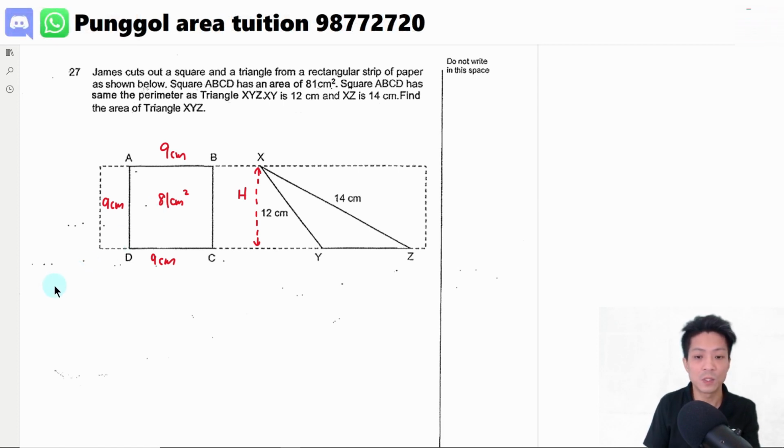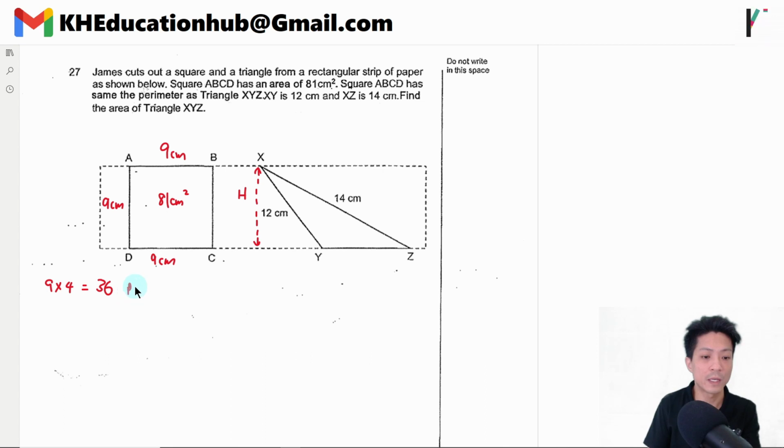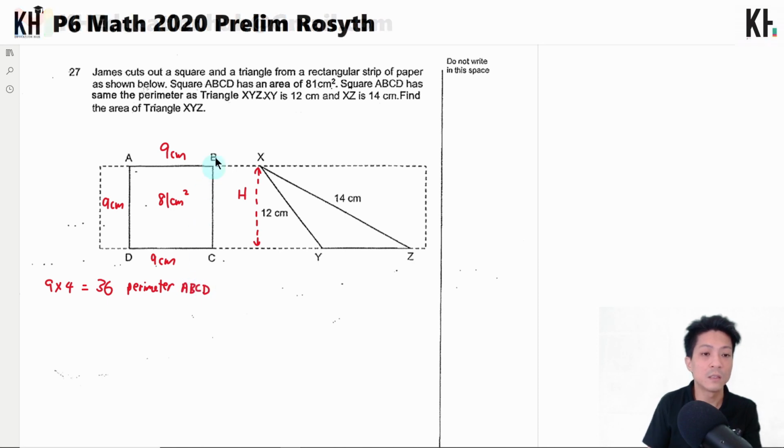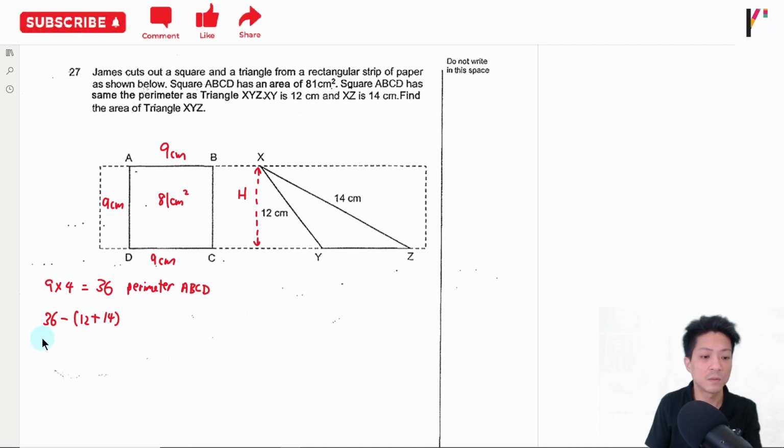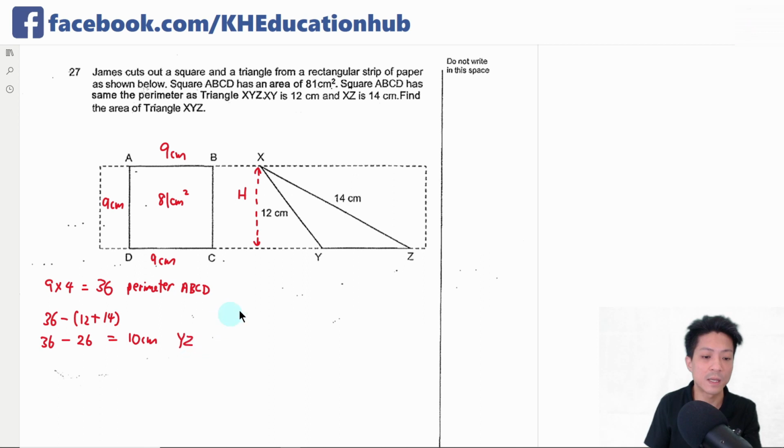Okay, I'm going to figure out YZ first. 9 times 4 is equal to 36, which is the perimeter of square ABCD. So the next step will be to use 36 to minus away 12 plus 14. So it will be 36 minus 26, which is 10 cm. Okay, so this is YZ.